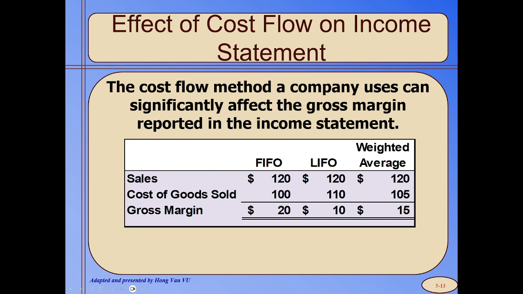So we can say that the cost flow method a company uses can significantly affect the gross margin reported in the income statement.